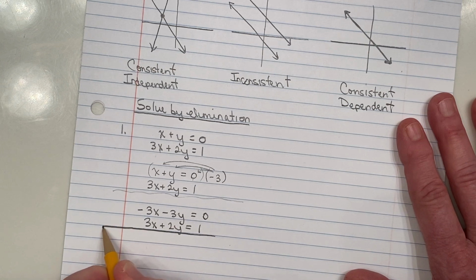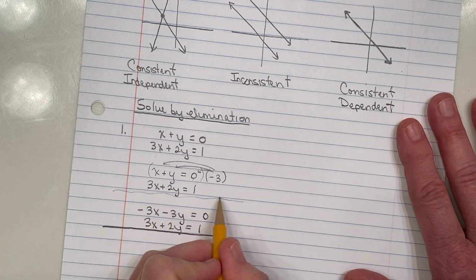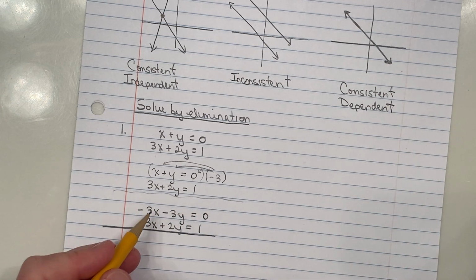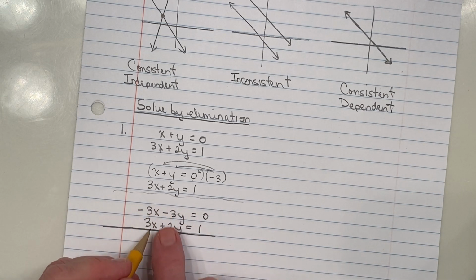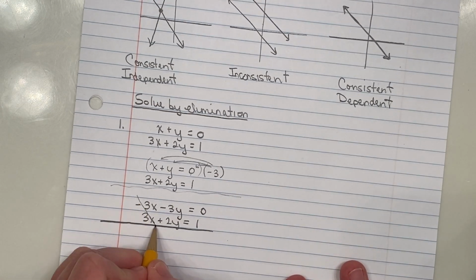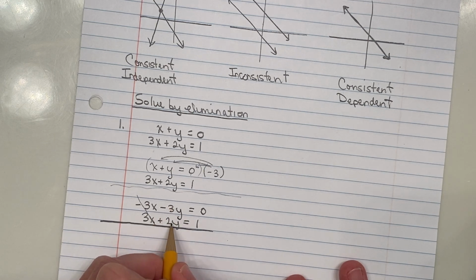Now I'm going to draw a straight line as opposed to a squiggle. There's no mathematical reason for that. That just tells me I'm not done yet. Now let's look at these two equations in a vertical format. When I add these two terms, they actually cancel. I'm left with 0. Now let's add down the y terms.